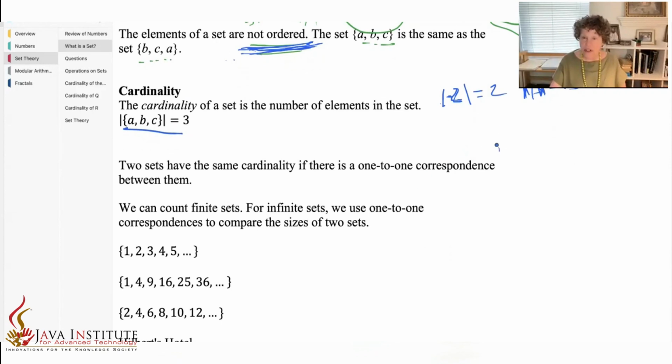how do we know there's the same number of things? One way is to count. If I have the set E, F, G, that's 3. They have the same number of elements. But what if they're a really, really big set? How do I know if two sets are the same size?